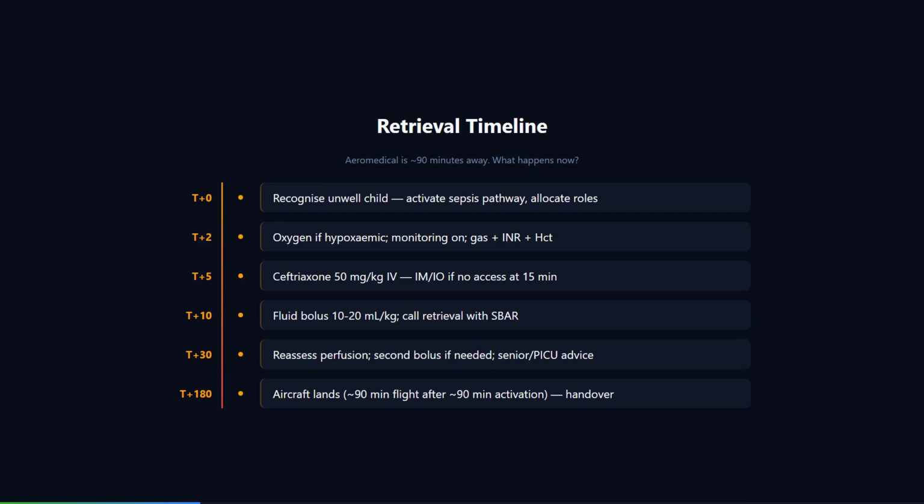90 minutes of flight means the aircraft lands 3 hours after the child walked in. So the first hour of pediatric septic shock resuscitation in StAMPSville is nursing, and me, on the phone, executing a plan we narrate out loud. That is the job. The exam is testing whether you can lead it calmly.